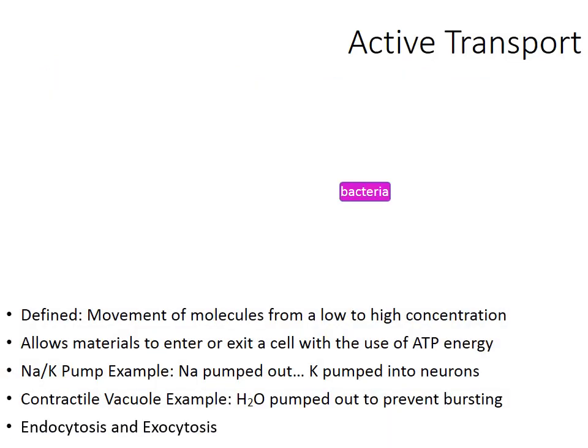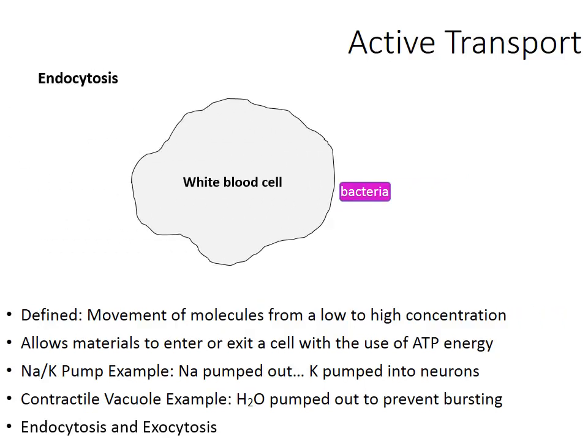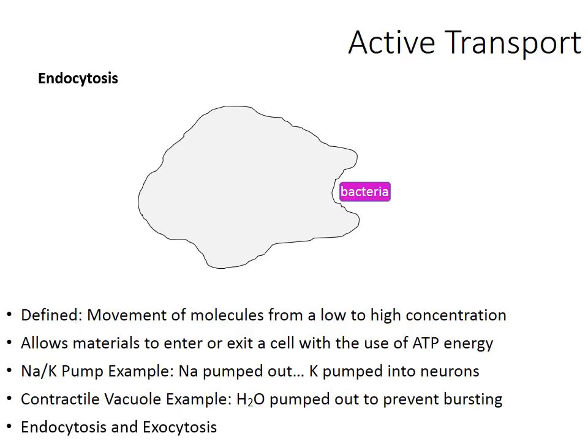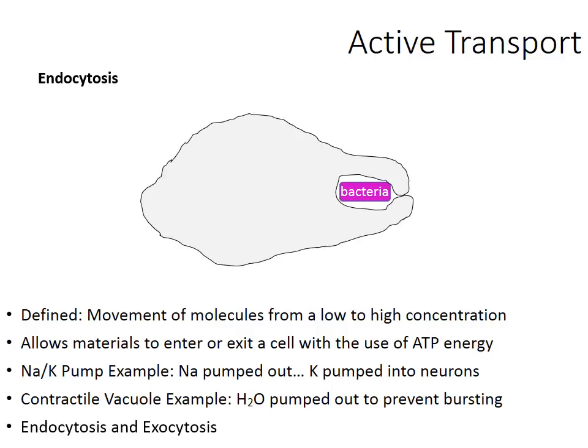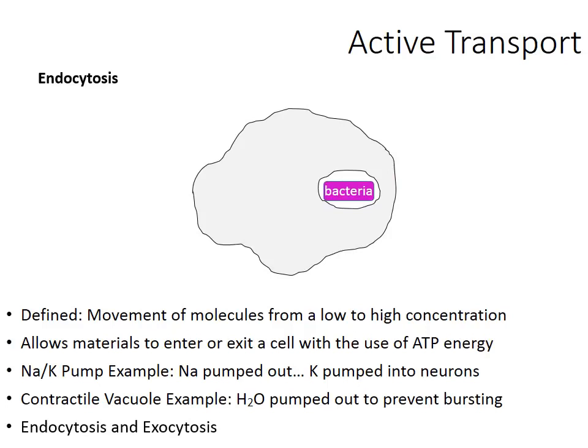And then finally, I want to finish up with endocytosis and exocytosis, 2 examples of active transport where the cells will take molecules in or out with the use of ATP. Here's a bacteria cell, and here comes a white blood cell. This is going to be a great example of endocytosis. The white blood cell will slowly devour and wrap its cytoplasm around the bacteria until the bacteria has been taken into the cell. That's what endocytosis means. Endo means within, cyto means the cell. So the bacteria has been taken into the cell.